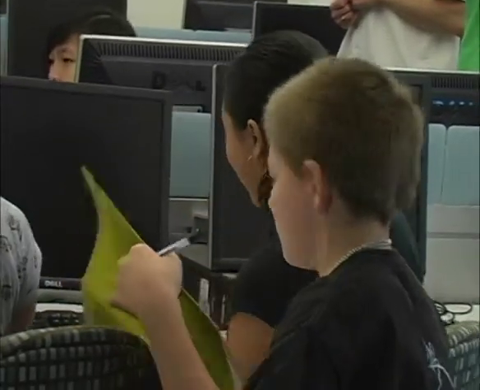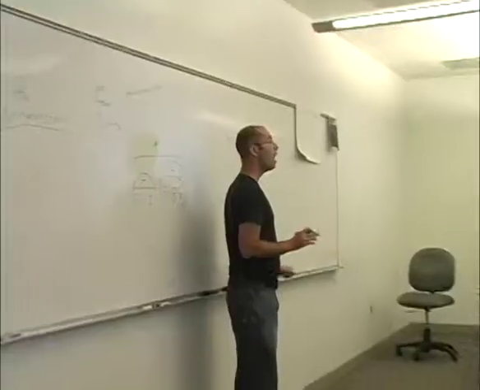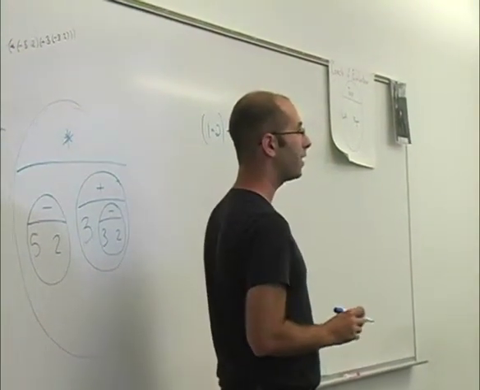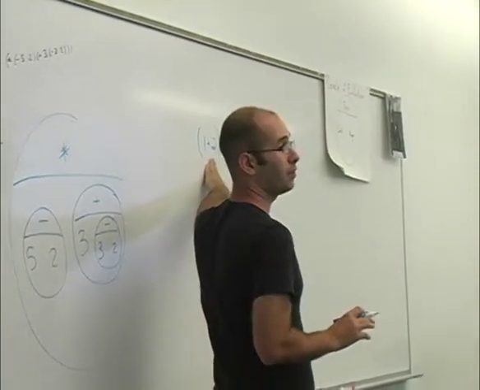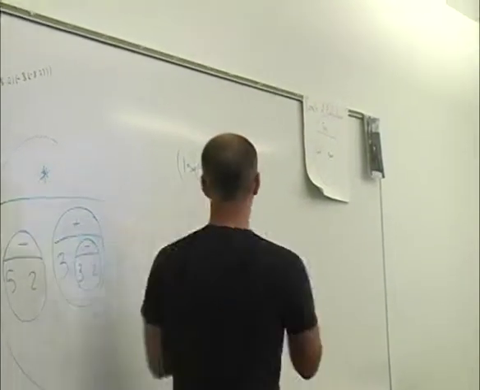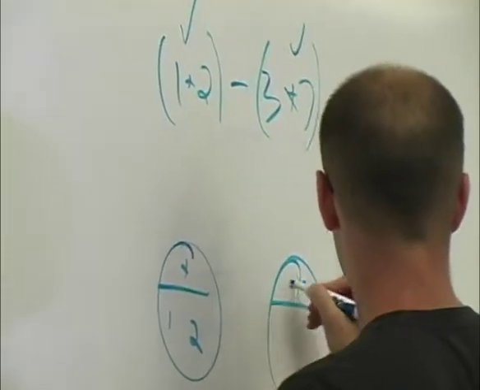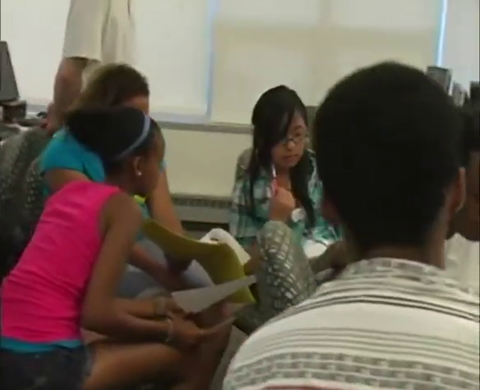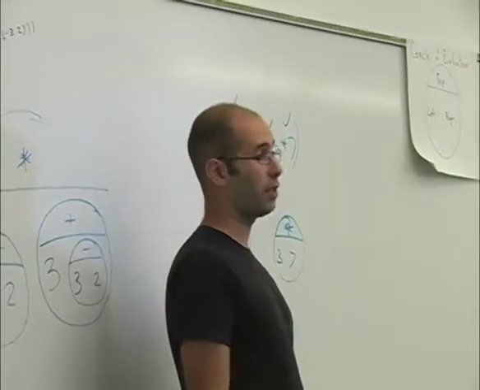For me, when I get stuck, when I see something that I can't figure out, I like to break it up into smaller chunks. So I look at this thing, and I'm thinking, okay, let me start with the 1 plus 2. I know how to make a circle for 1 plus 2. I know how to make the circle for 3 times 7. So I've broken the problem down into smaller bits. Now all I have to figure out is, how do I subtract these circles from each other?